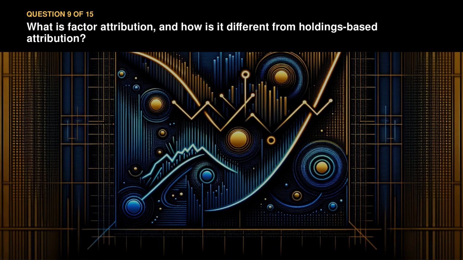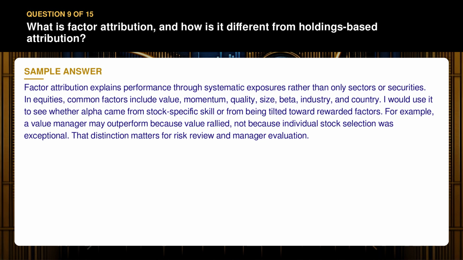Question 9. What is factor attribution and how is it different from holdings-based attribution? Factor attribution explains performance through systematic exposures rather than only sectors or securities. In equities, common factors include value, momentum, quality, size, beta, industry, and country. I would use it to see whether alpha came from stock-specific skill or from being tilted toward rewarded factors. For example, a value manager may outperform because value rallied, not because individual stock selection was exceptional. That distinction matters for risk review and manager evaluation.